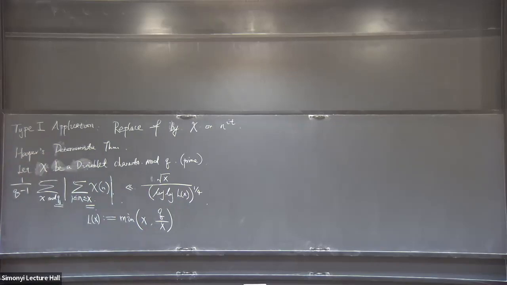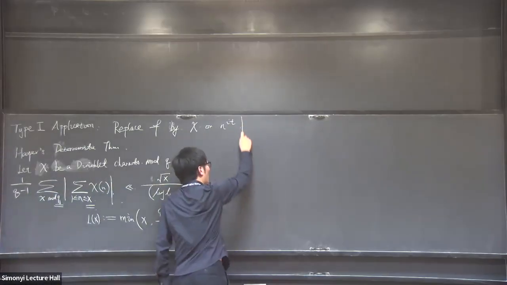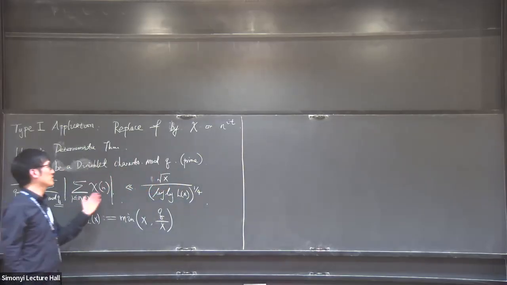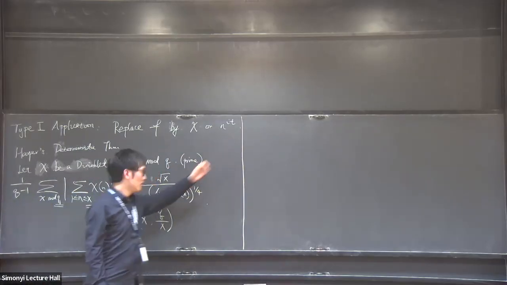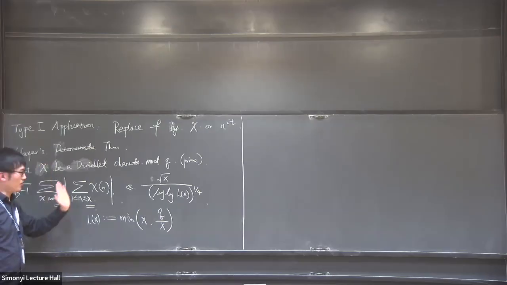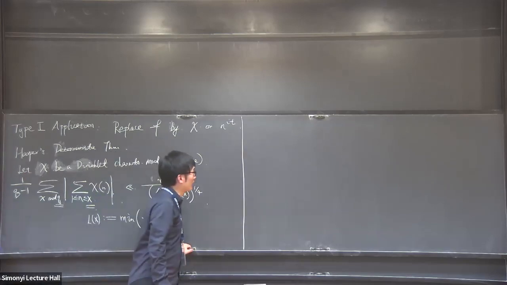So this is what I call the type 1 application. You just try to see if you can prove a similar result for objects like chi mod q. And similarly, the same theorem holds for n to the it. So instead of chi(n), you can put n to the it here. Instead of summation, you put integration. And the conductor q will change to capital T, let's say. The same result, you can get exactly the same shape of saving.